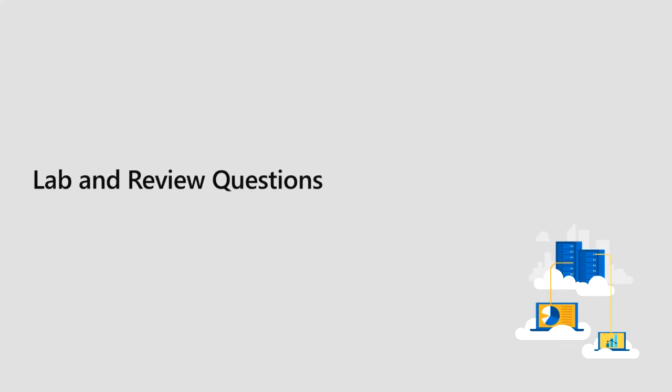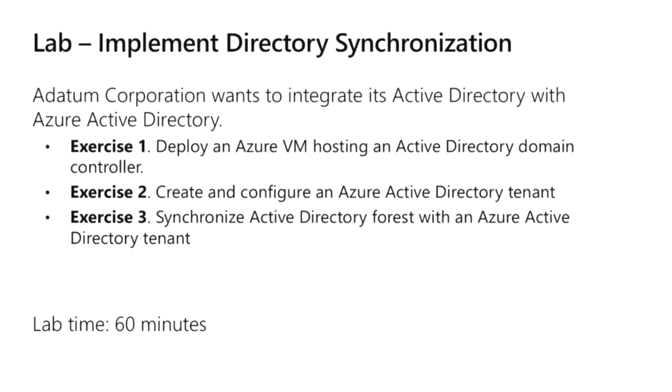So let's take a look at what you'll do in this section's lab. The scenario is that the Datum Corporation wants to integrate its Active Directory with Azure Active Directory. So in exercise 1, you will deploy an Azure VM hosting an Active Directory domain controller by leveraging a script that you have available in the exercise files. In exercise 2, you will create and configure an Azure Active Directory tenant. And in exercise 3, you will synchronize the Active Directory forest with the Azure Active Directory tenant by using the Azure AD Connect. You will deploy, install, and configure Azure AD Connect.